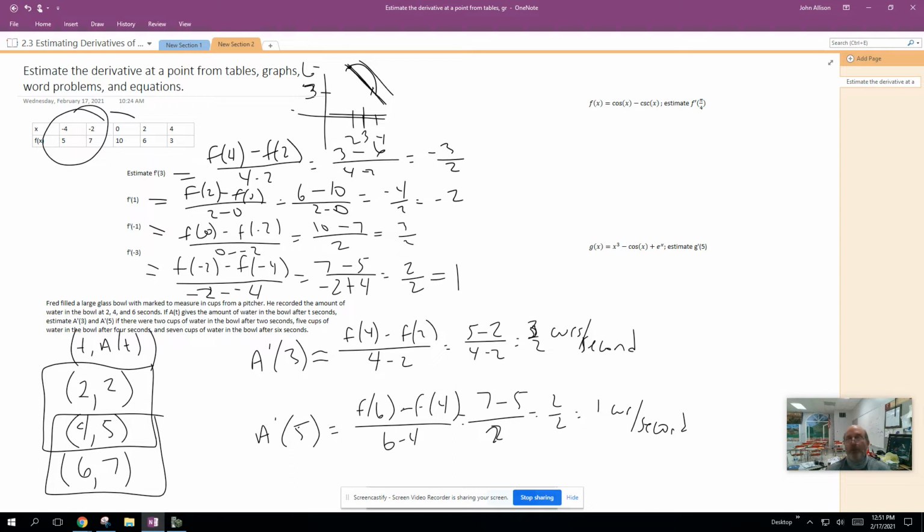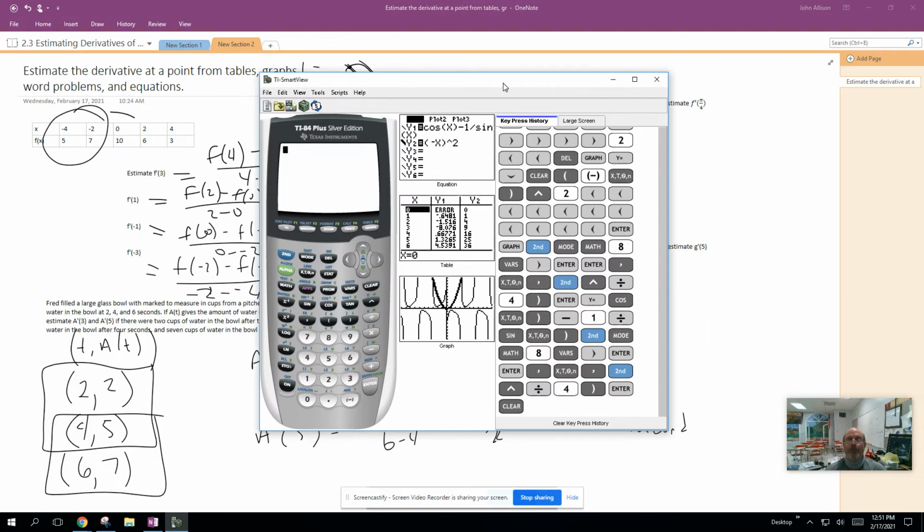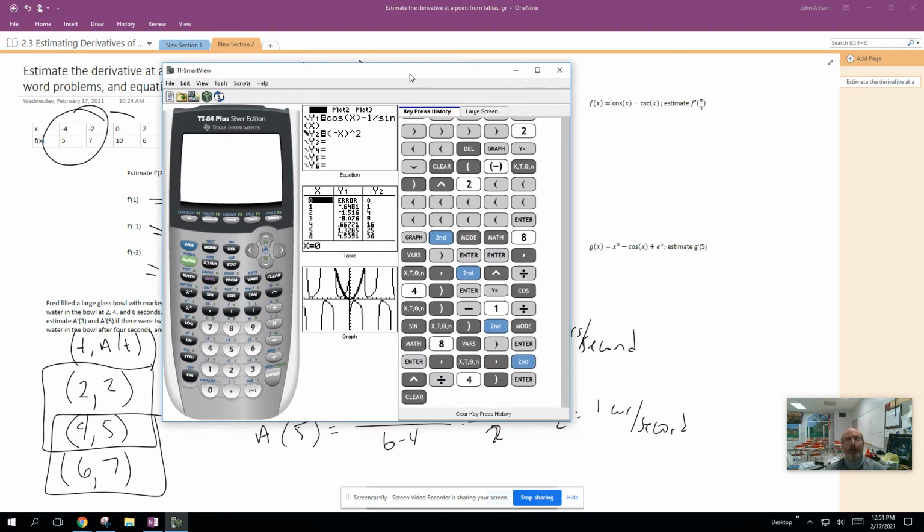Now we are given these equations, and we're asked to estimate f prime of 4, and this one we're asked to estimate g prime of 5. Now for these, you don't know how to do this yet algebraically or analytically, so we're going to do them with technology. Now, your calculator has a new operating system. The one on my computer does not. But we can still take the derivative of a function at a point.